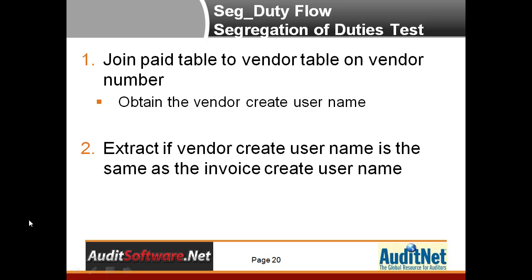When we look at the actual data, we're going to make sure that the vendor create username is in the vendor master file, and also the invoice create username is in the payment file. And we're going to join the payment file in this first step to the vendor table. By doing that join, we're going to be doing it on vendor number, and we're just trying to see, do they match? And that's kind of step 2 here. Once I've joined on vendor number and gotten the vendor name brought over to my paid history file, I can extract if the vendor name is now equal to the invoice enterer name.